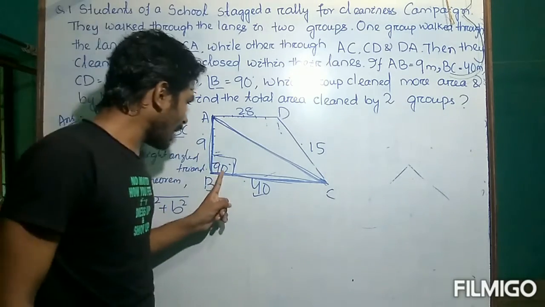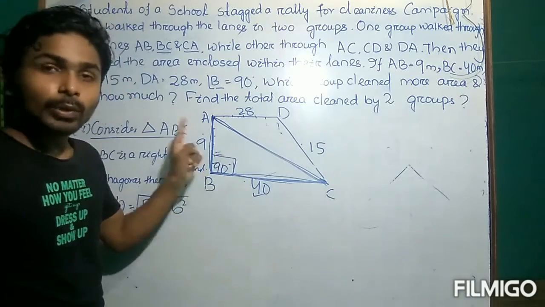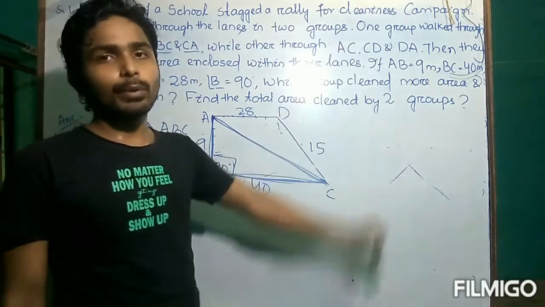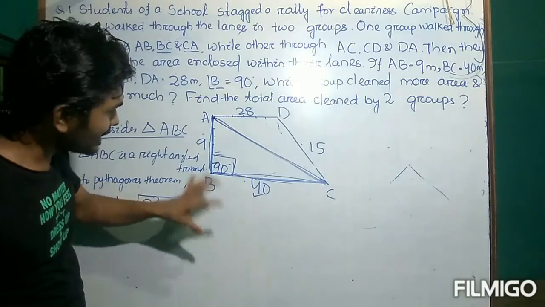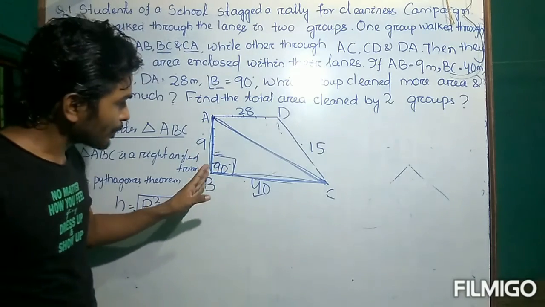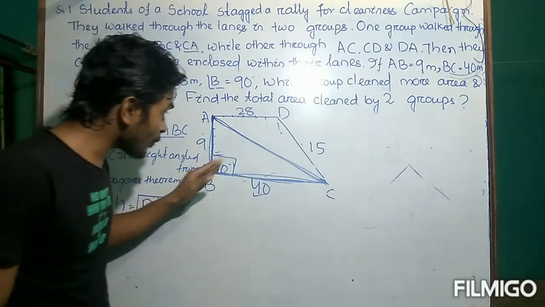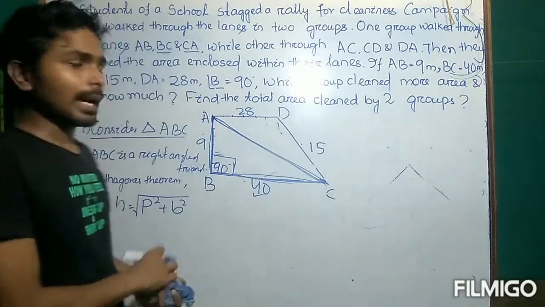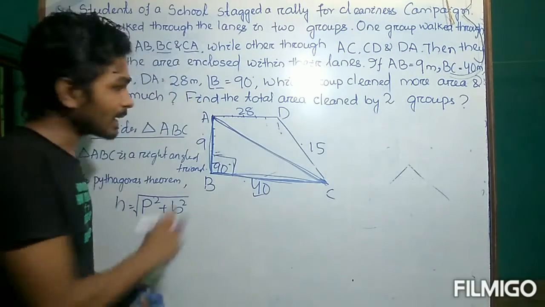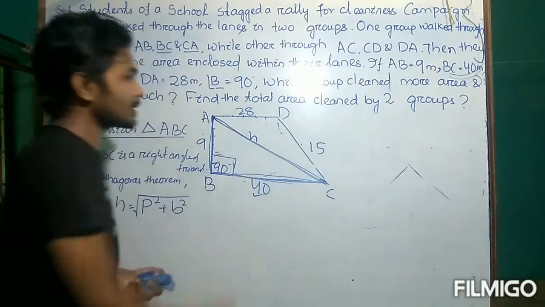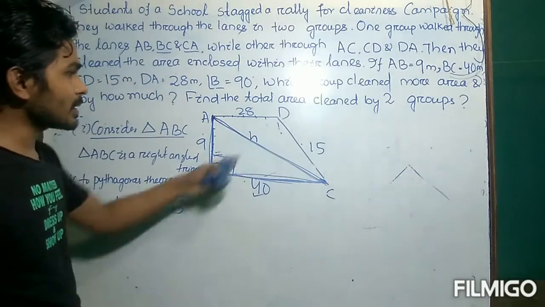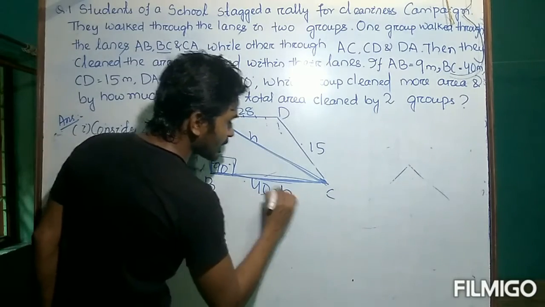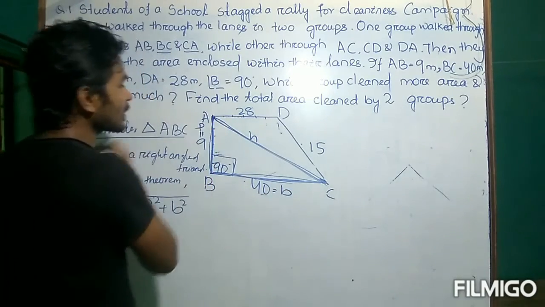One thing you keep in mind: the side which is always in front of the 90 degree angle is the hypotenuse. Here you see B is the 90 degree angle. So which side is in front of B? This AC side. This AC side is unknown to us, and it is the hypotenuse H, because it is in front of the 90 degree angle. And this 40 is the base. This 9 is P.